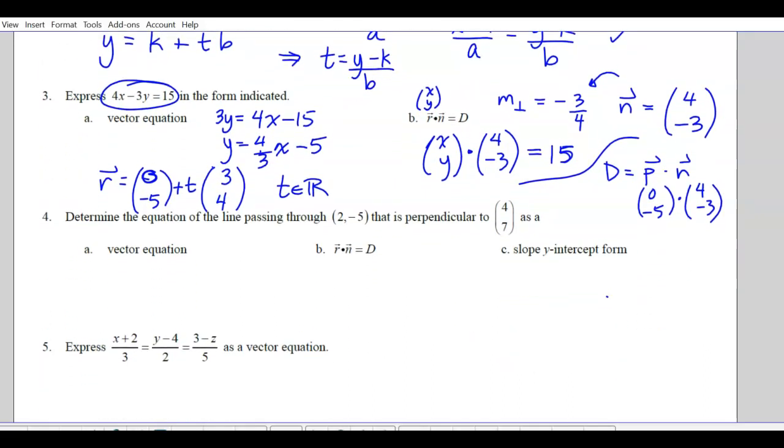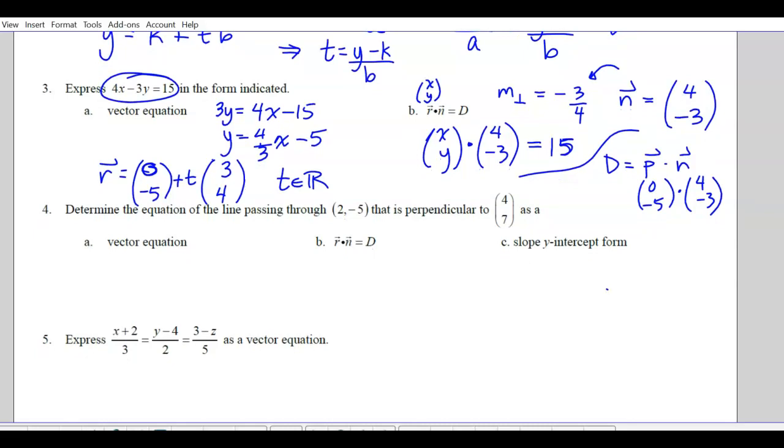Okay, so next one, determine the equation of the line passing through 2, negative 5 that is perpendicular to 4, 7 as a vector equation. Okay, so perpendicular to 4, 7, so I'm just going to write it here, d perpendicular, because we could consider this to be d. So the line passing through perpendicular would be direction vector. We would switch the components and change the sign on one of them. So I'm going to make that 7 and this negative 4. Doesn't matter which one you make negative.